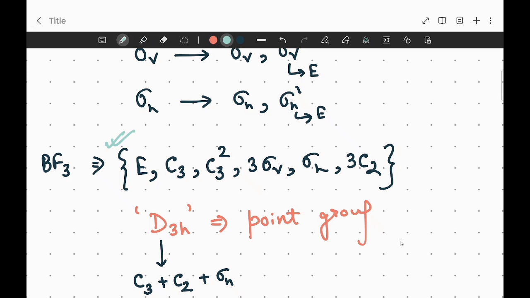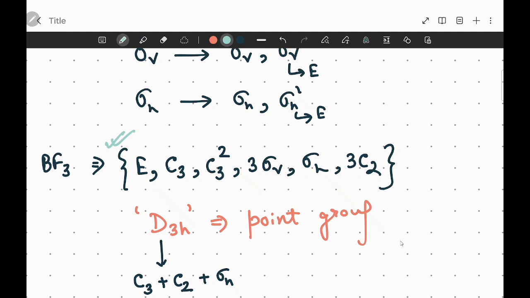Otherwise, how can an inverse element exist for every element? For each element there will be an inverse element. For C3, this is the inverse. Sigma is self-inverse, C2 is also self-inverse, sigma v is self-inverse. The identity element is there, and the associative rule will be followed. Everything holds. That's why it's called a group.